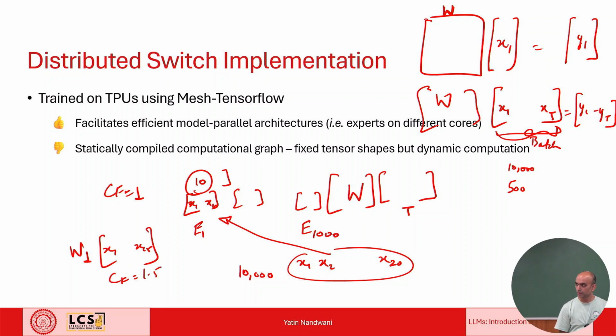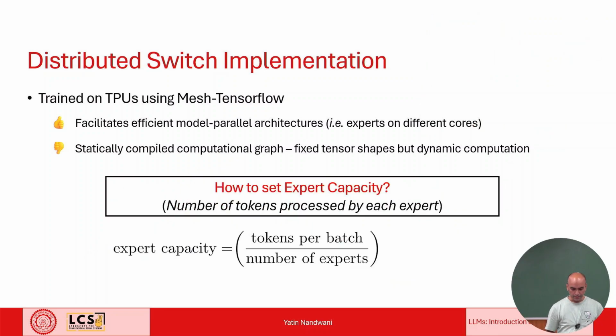1.5. Capacity factor 1 is essentially when I distribute the entire batch of 10,000 tokens uniformly amongst all the experts. That is capacity factor 1, and I keep the batch size of each expert as that. I have to freeze that. I have to freeze the computation graph. So I'm allowing only those many tokens to be processed by each expert.